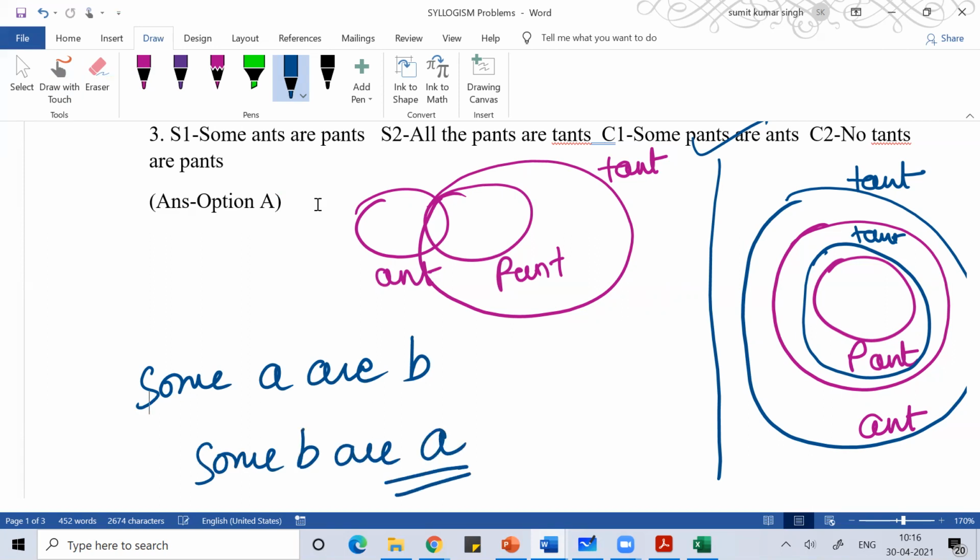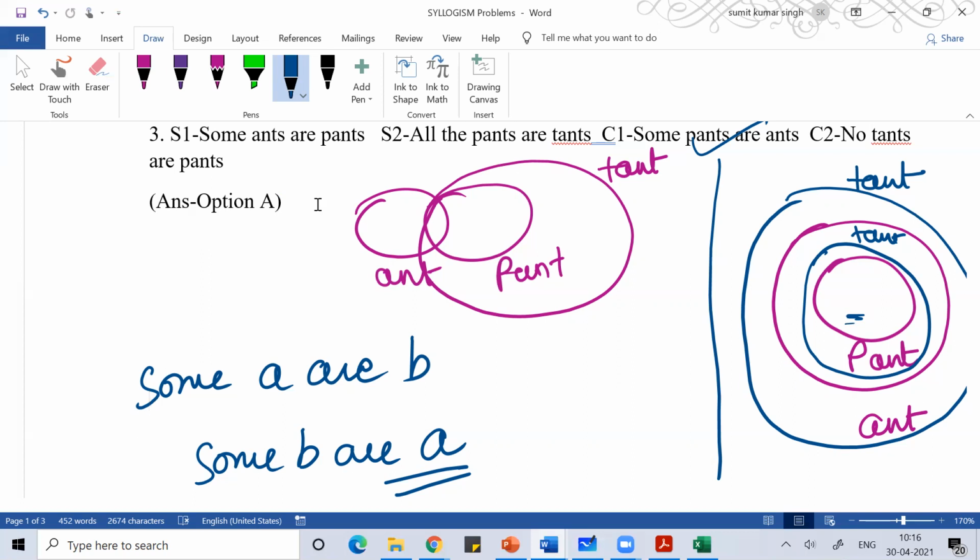So definitely, although they are two different statements, if some A are B, then definitely some B would be A. So if it is given some pant are ant, definitely that will be true. You can see in all the cases that some pant are ant. Here you are getting all pant are ant, so some pant would definitely be ant.